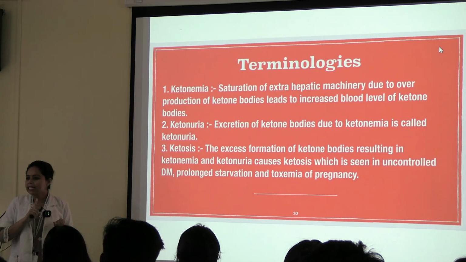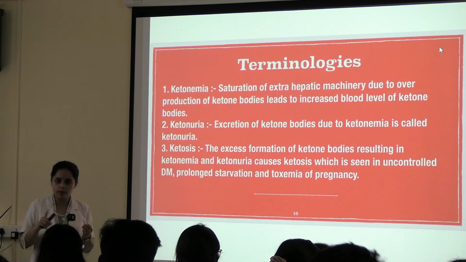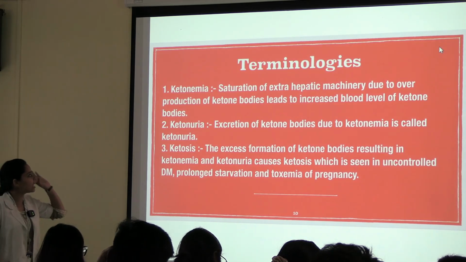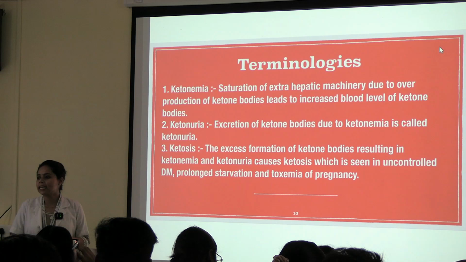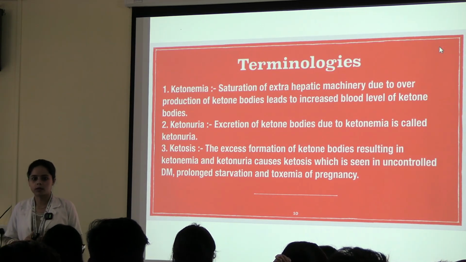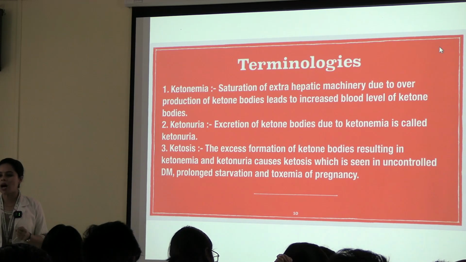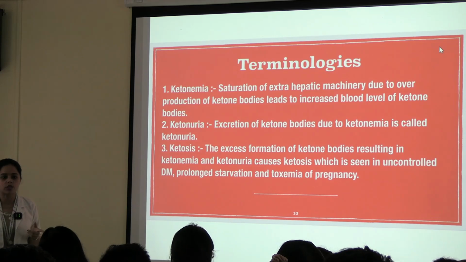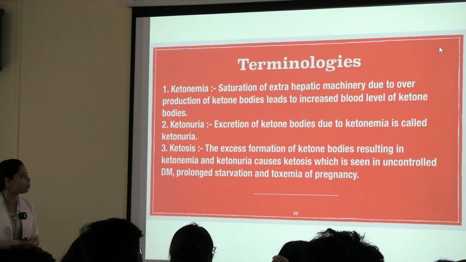Anything that ends with emia means in the blood. It is the presence of something in the blood. Anything that has uria means it is present in the urine. And anything that has osis means systemic involvement. So break the words and you will get it. How much will you learn by heart? There are so many things you will have to learn. Understand the logic, that will make it easy to learn.